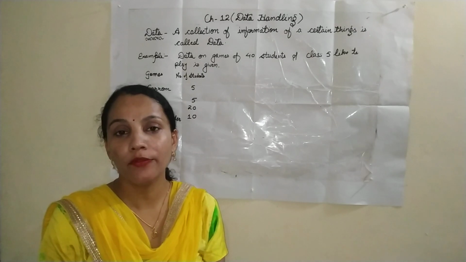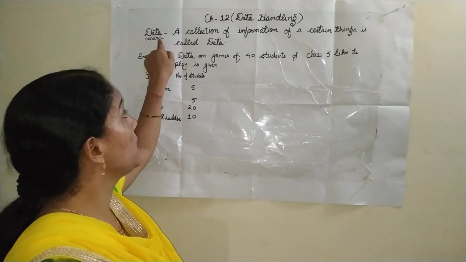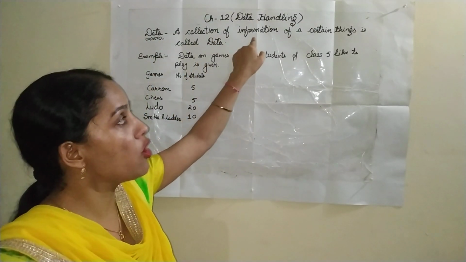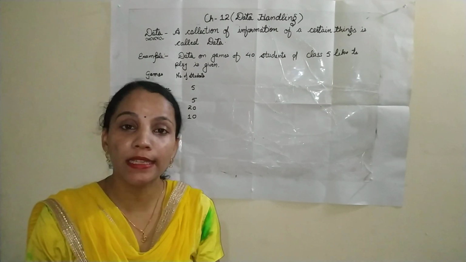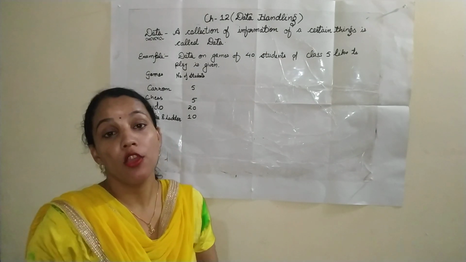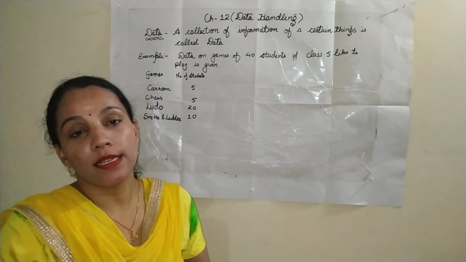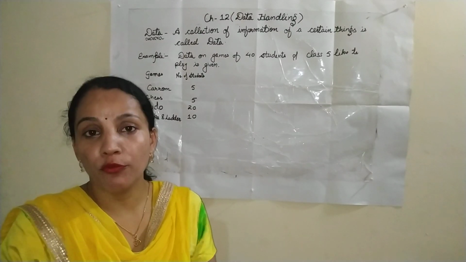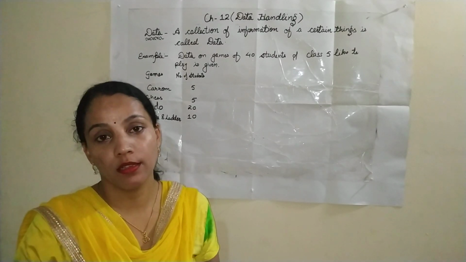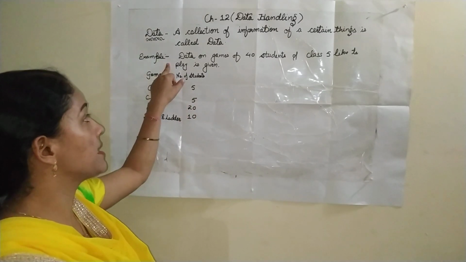First of all, you have to understand the meaning of data. A collection of information of certain things is called data. When we collect certain things in an organized way, we call that data. Here I am taking an example.